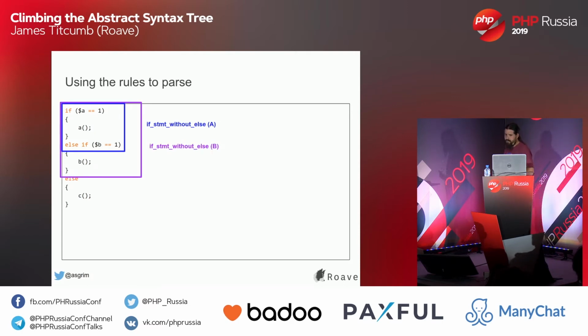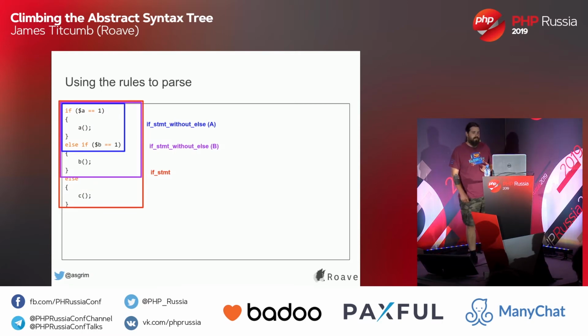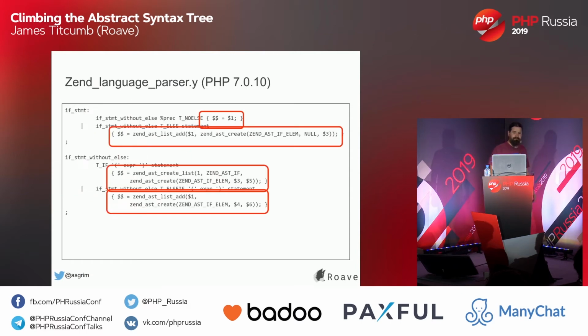The purple block here also matches if statement without else, but it matches the second alternative grammar for this. It matches an if statement without else, followed by else if, followed by literal open parentheses, expression, close parenthesis, and a statement. Finally, the red block matches the grammar defined in if statement, okay? Because it matches the second grammar, specifically. It matches an if statement without else, followed by an else token, followed by a statement. And like I said, the statement includes the curly brace, so that's what we're actually matching there. So let's go back to the definition. This is way back from PHP 7.